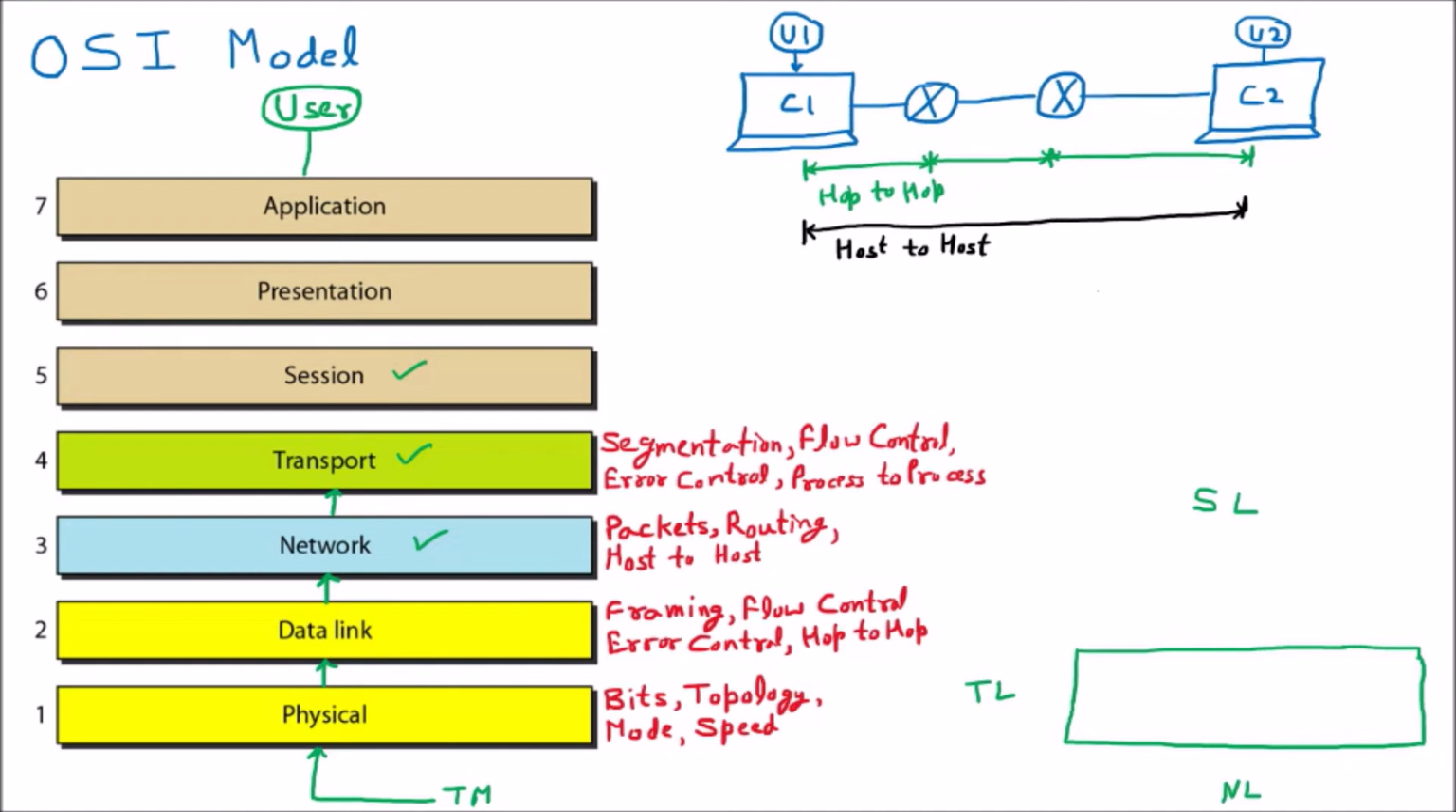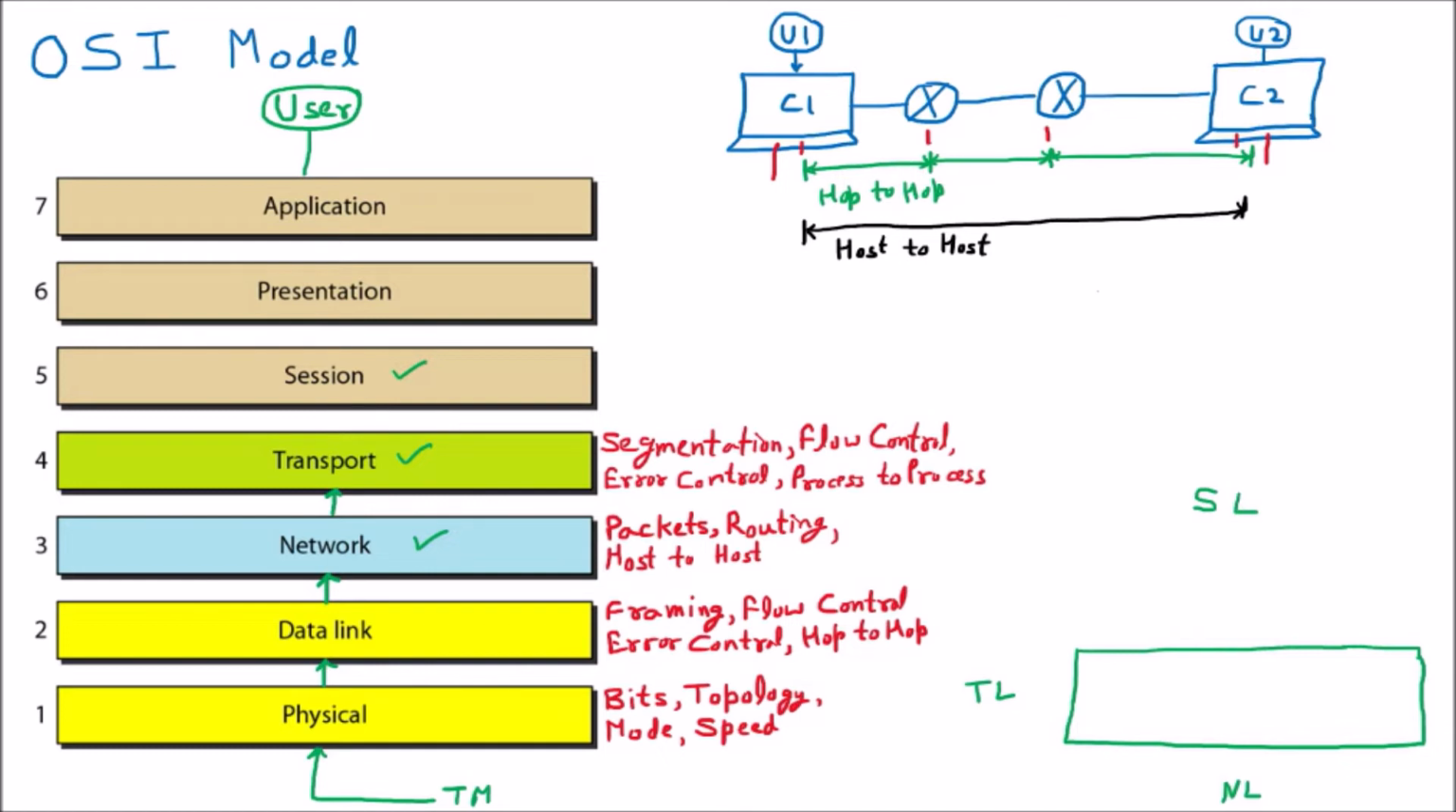Now, if I talk about process to process delivery, we know that from one device to another, if we are sending, that is called hop to hop. From one device to another, it is again hop to hop, then device to the computer, it is hop to hop. From one system to the last system, it is called host to host.